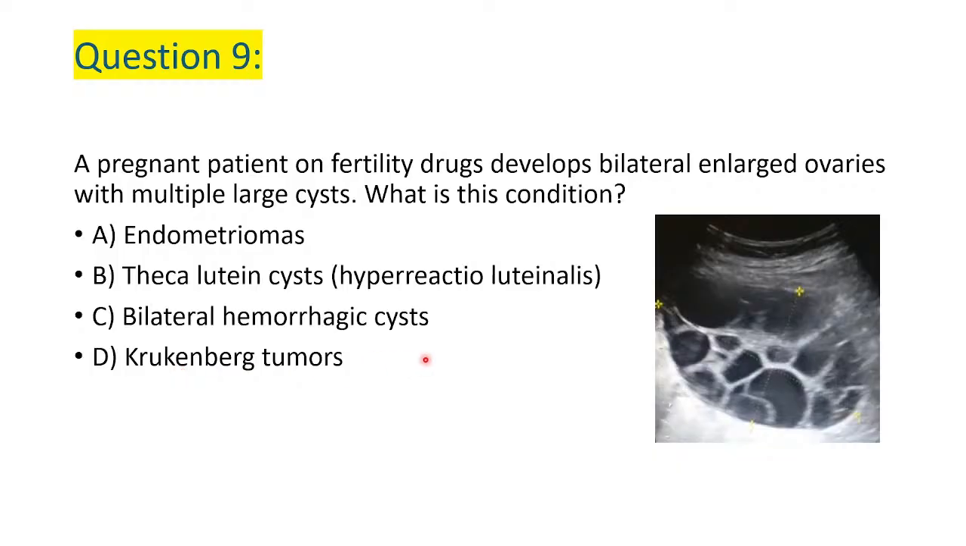Cancerous big tumors. So the correct answer is, because of the hyperstimulation by the fertility medication, the answer is theca lutein cyst, which is called the hyperreactio luteinalis. That's the morphology.